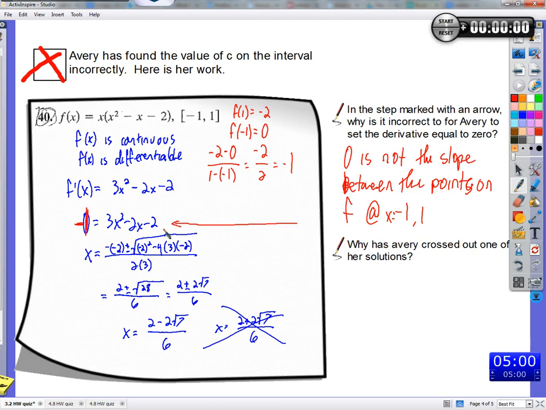So if we ignore that the work was wrong, let's assume that these answers were correct. Why don't you cross this one out? It's not in the interval. Very good. This is like negative 0.5 something, and this is bigger than 1. It's past 1, so it's outside the interval.